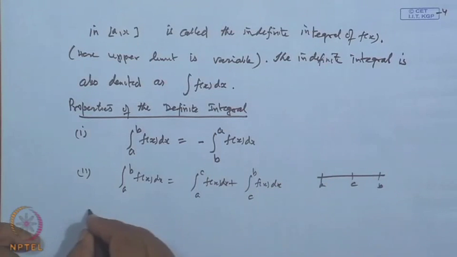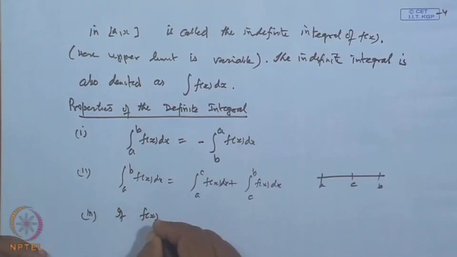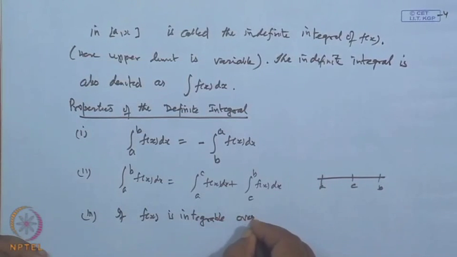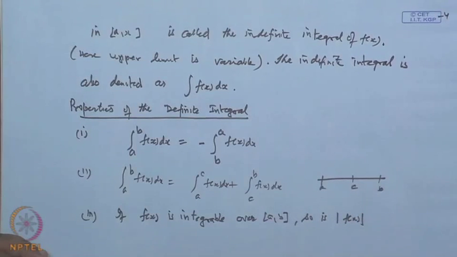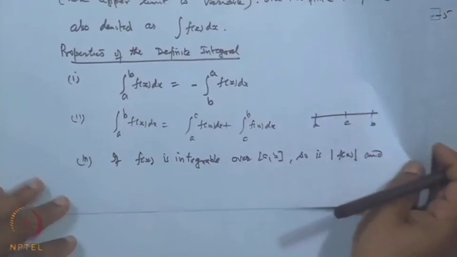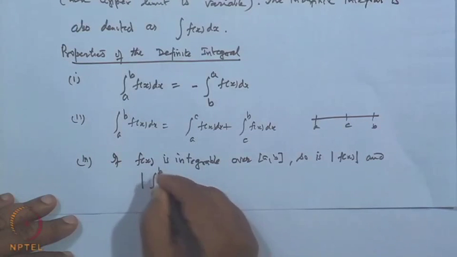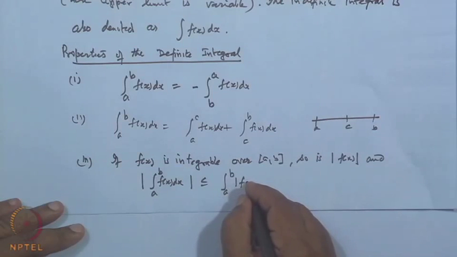And the third property is, if f(x) is integrable over the interval [a, b], so is |f(x)|. That is, if f is Riemann integrable, then |f| is also Riemann integrable, and the modulus of the integral of f(x) dx from a to b is less than or equal to the integral from a to b of |f(x)| dx.